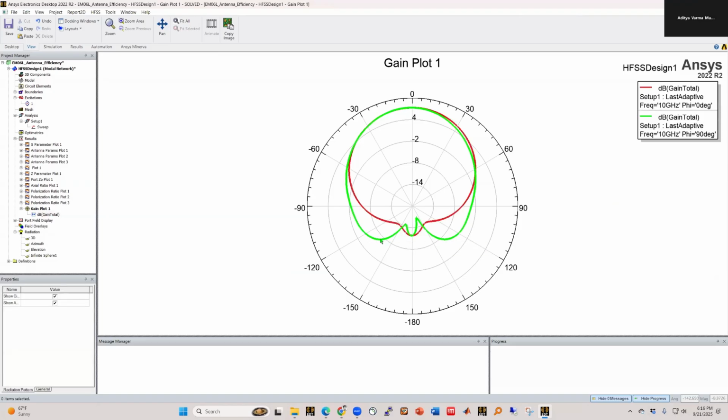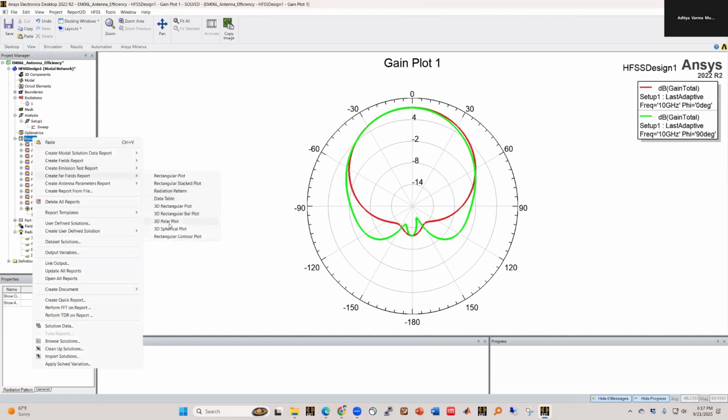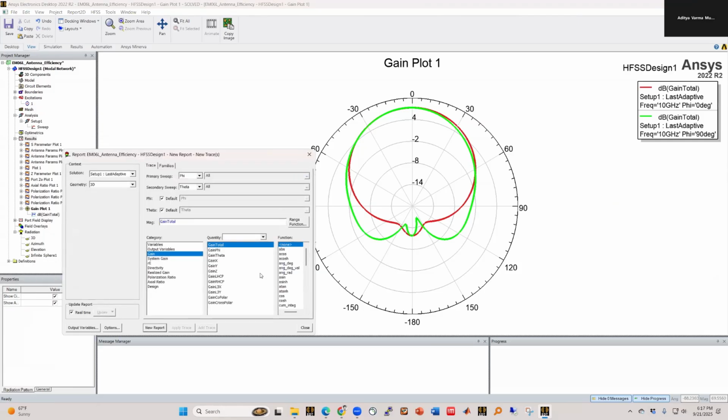And it's important to kind of understand where this back radiation comes from in the E-plane. And we'll see why that is. And in the H-plane, you have a nice smooth pattern, right? So these are two cuts of the full 3D radiation pattern, which you can also plot. You can say 3D polar plot, and then say gain dB.